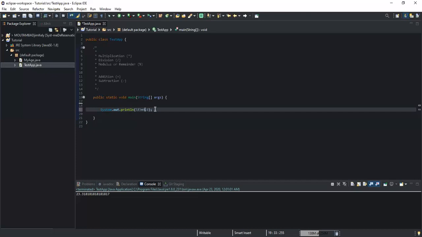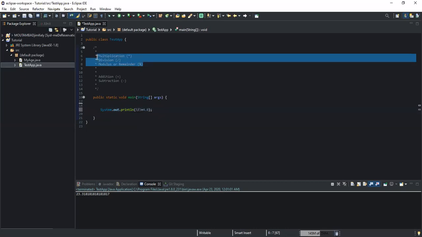Which result are we definitely going to get when we try to evaluate a mixed expression? Here we have to follow 2 rules. The first rule is related to the order of precedence that we saw in the previous video, which says that the multiplication, the division, and the modulus operators have the same level of precedence. The addition and the subtraction also have the same level of precedence.